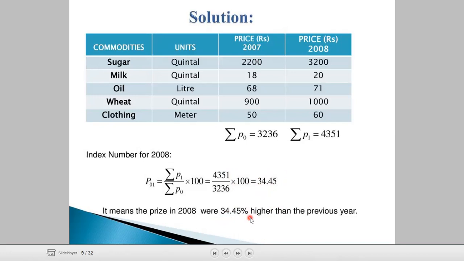So in today's session, only this much. In the next session, we will move on to another method of calculating index number. Please solve some more numericals and try to make this concept clearer.